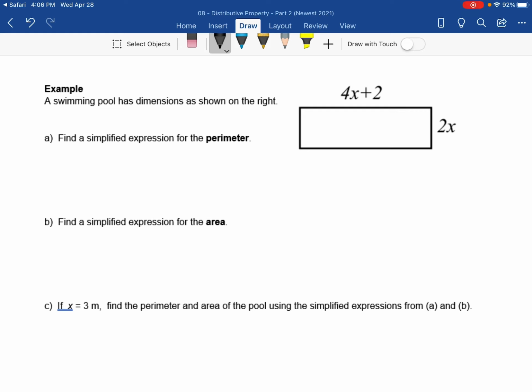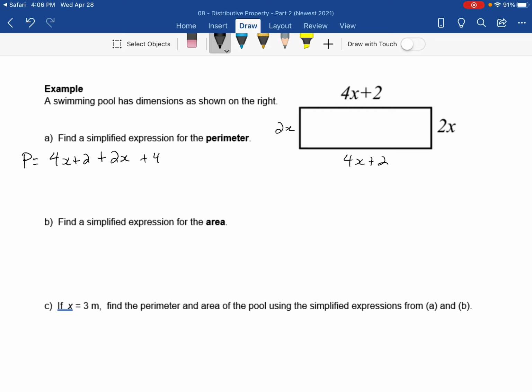It says find a simplified expression for perimeter. And the sides here are weird, 2x and 4x plus 2. So this swimming pool on one side has length 4x plus 2, and on the other side has width 2x. If I want to find the perimeter, I got to add up all the sides. So I'm going to add up 4x plus 2 plus 2x, but perimeter means add up all the sides. So that's a 4x plus 2, and that's a 2x as well, because it's a rectangle with equal sides.